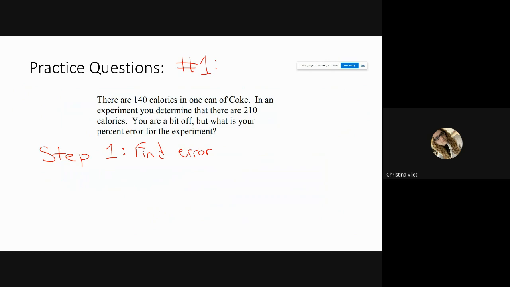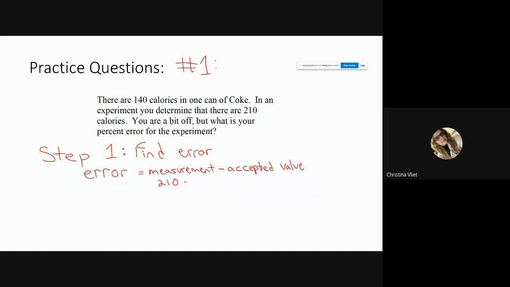Step 1 is to find the error in the measurement. I'll write the formula out, but you don't have to. Error equals measurement minus accepted value. What is our measurement? Our accepted value? Like what's true?